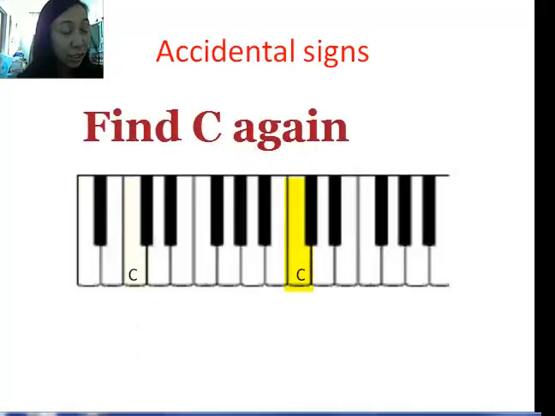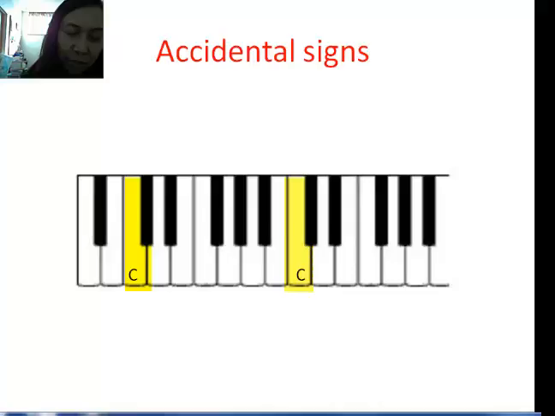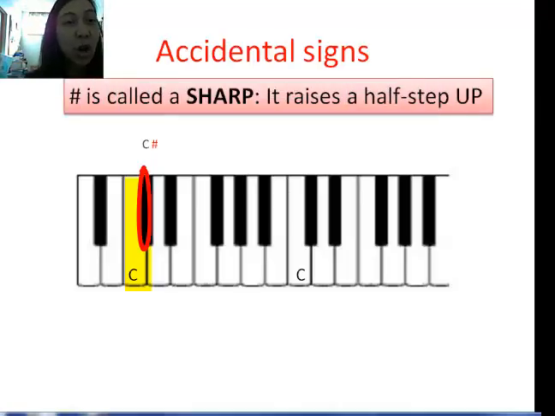Here's one, here's two. And then this particular black key that's half a step up from C, how can we call it? We can use a symbol, the tic-tac-toe. But the tic-tac-toe actually has a name. It's called a sharp. It raises the note up a half step.